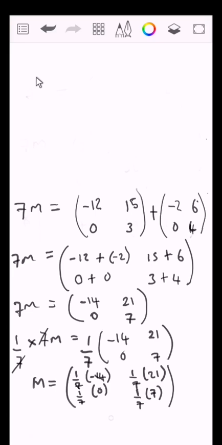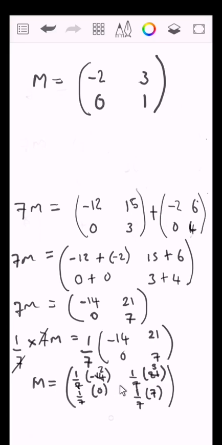Alright, so M will be equal to 1 over 7 times minus 14, which is minus 2. Then 1 over 7 times 21 is 3. Then 1 over 7 times 0 is 0. And 1 over 7 times 7 is 1. So here the 7 divides to give minus 2, here 7 divides to give 3, here it is 0, then here it divides to give 1. So our M is minus 2, 3, 0 and 1.